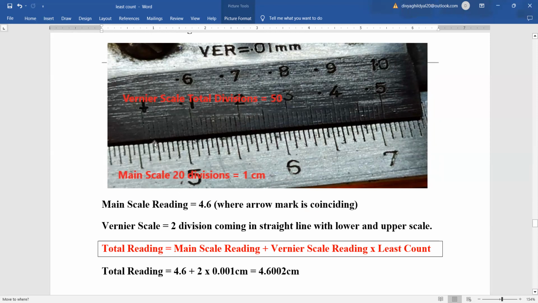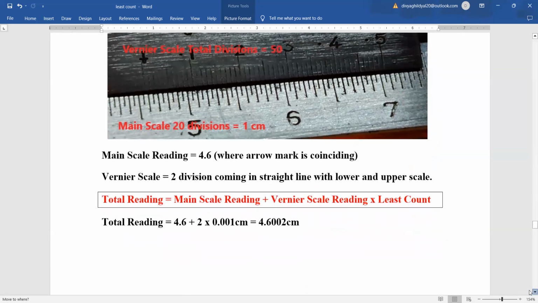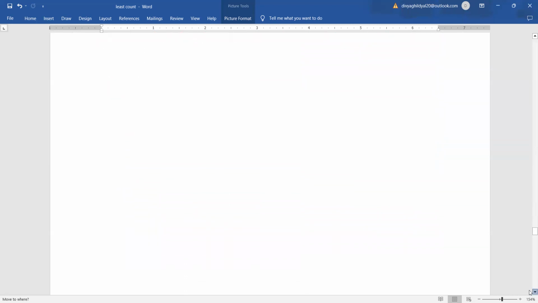Which division is coming in straight line with the upper and lower scale? If we notice, the second division is coming in straight line with upper and lower scale. So the total reading is MSR plus VSR into LC, that is least count. This gives me the answer for the total reading.